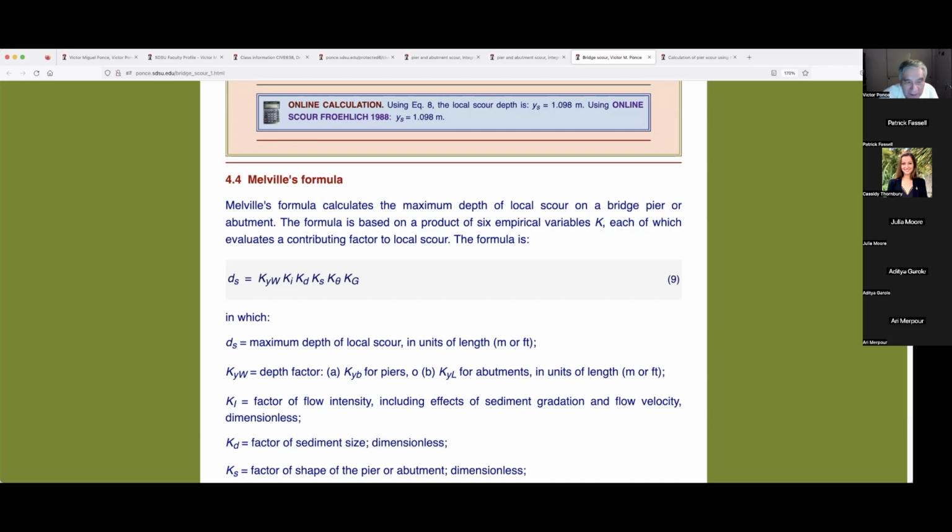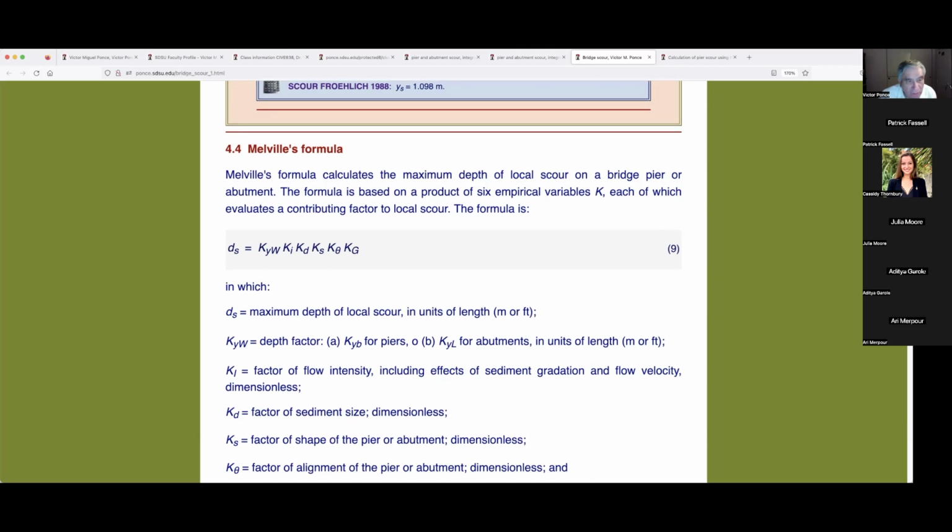The formula is depth of scour, local scour, K_yw, K_I, K_d, K_s, K_theta, K_G. All these K's have specific meanings, and the subscripts relate to specific meanings. It is a little bit confusing. If I had done this, I would have clarified it a little better. But no, I didn't do it. They did it. Oh, Melville did it.